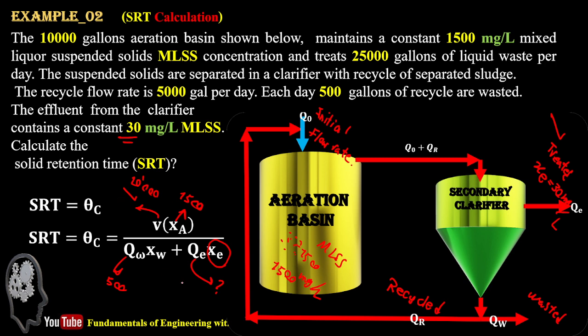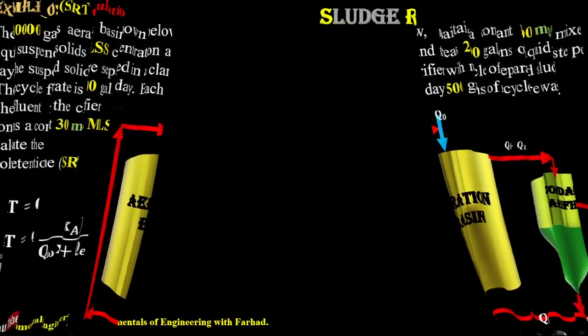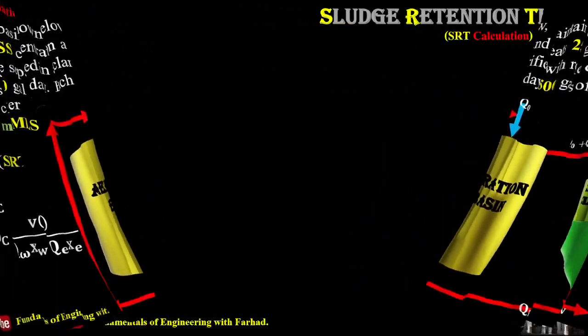And then the concentration of wasted, which is not known. So we have to look for Q effluent first and then the concentration of waste. Then if you simply plug them back into the SRT calculation, you can solve an interesting problem in the FE and PE exam related to SRT calculation. So let's see how we can approach this problem.